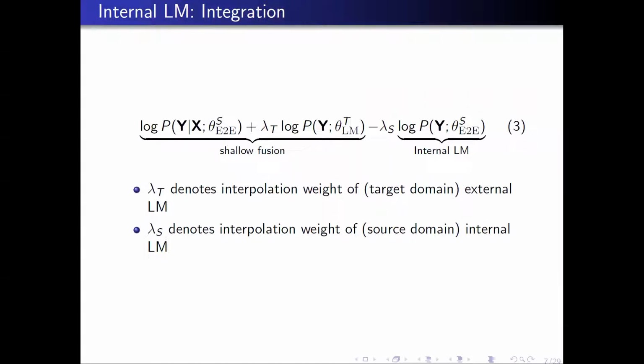Equation 3 shows how to integrate the internal language model into shallow fusion. In the upcoming slides, when talking about ILME or internal language model estimation fusion, we refer to equation 3 with both shallow fusion and internal language model estimation. Lambda t denotes the interpolation weight of the external language model. Lambda s denotes the interpolation weight of the internal language model.